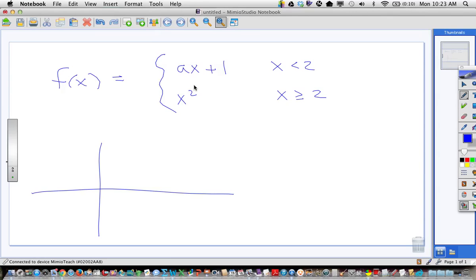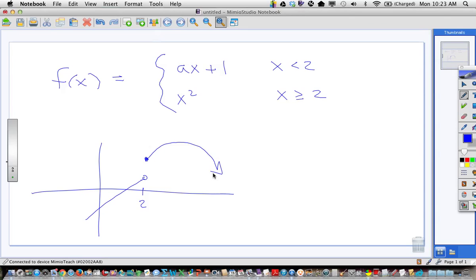Okay? Well, we've got to think about what's happening here. What's happening at 2? We have a line that's coming in here. It doesn't really matter what it looks like at this point. We have a line that comes in at 2, but doesn't include 2. And then we have a parabola that takes off from there. Right? I know that's not exactly it, but you know what I mean?